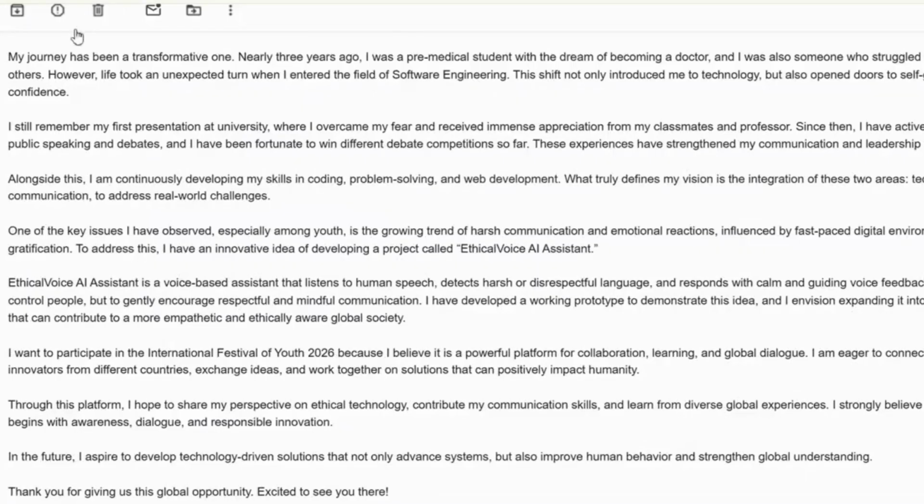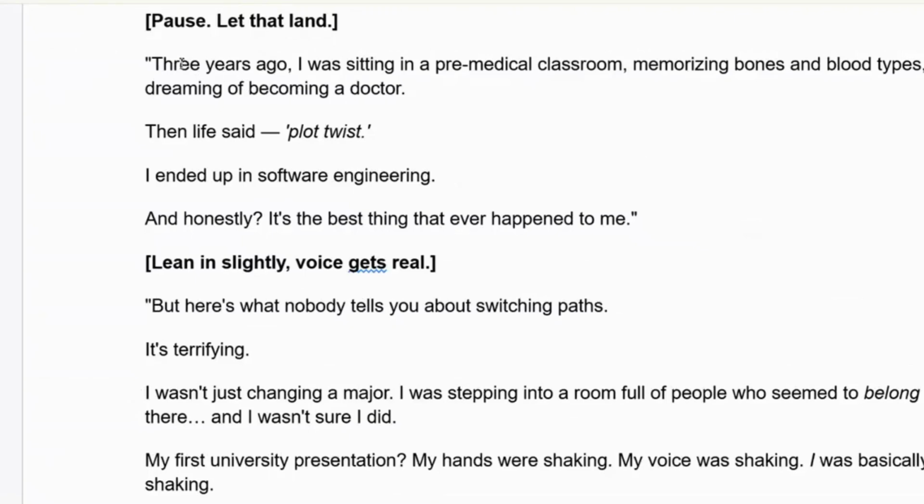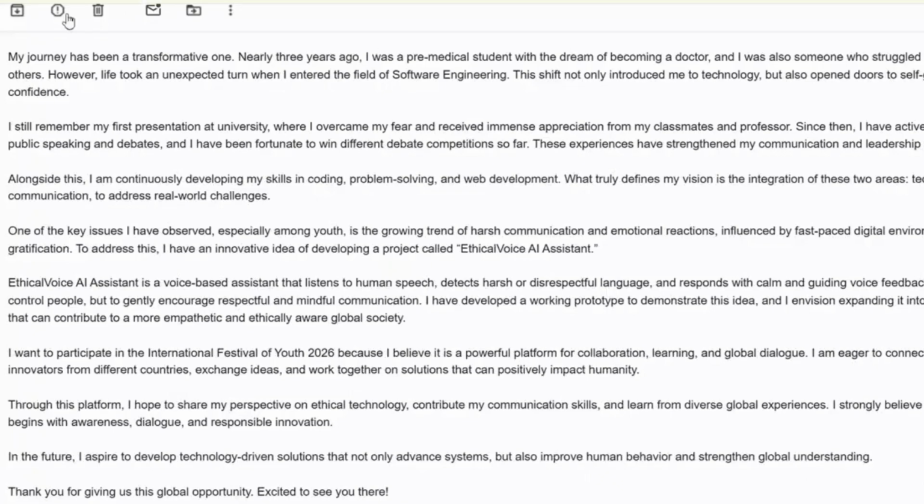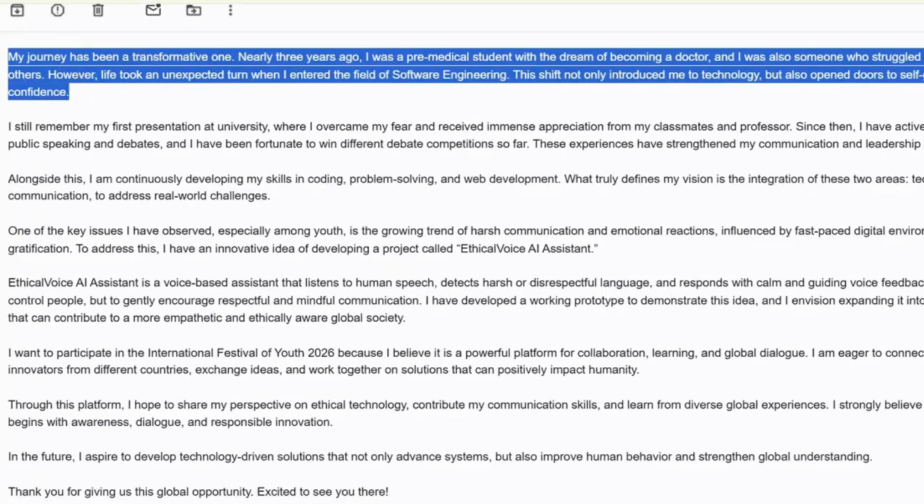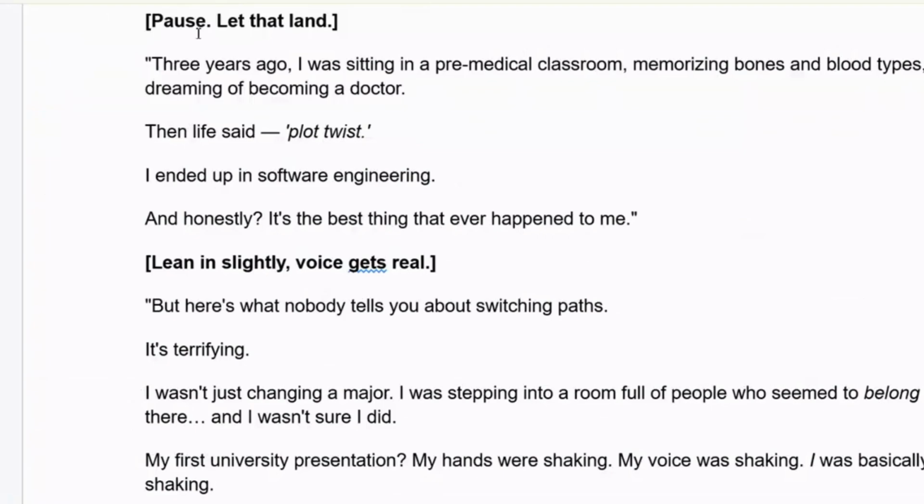Instead of going very vague or very straight about the journey, we try to present it in a storytelling way. So: three years ago, I was sitting in a pre-medical classroom memorizing bones and blood types, and I was dreaming of becoming a doctor, but then life said, no. I ended up in software engineering. And honestly, it was the best thing that ever happened to me. Now, you would observe how we read through this line and how we read through those lines, right? There is a lot of difference, of course in delivery, but also in the content.